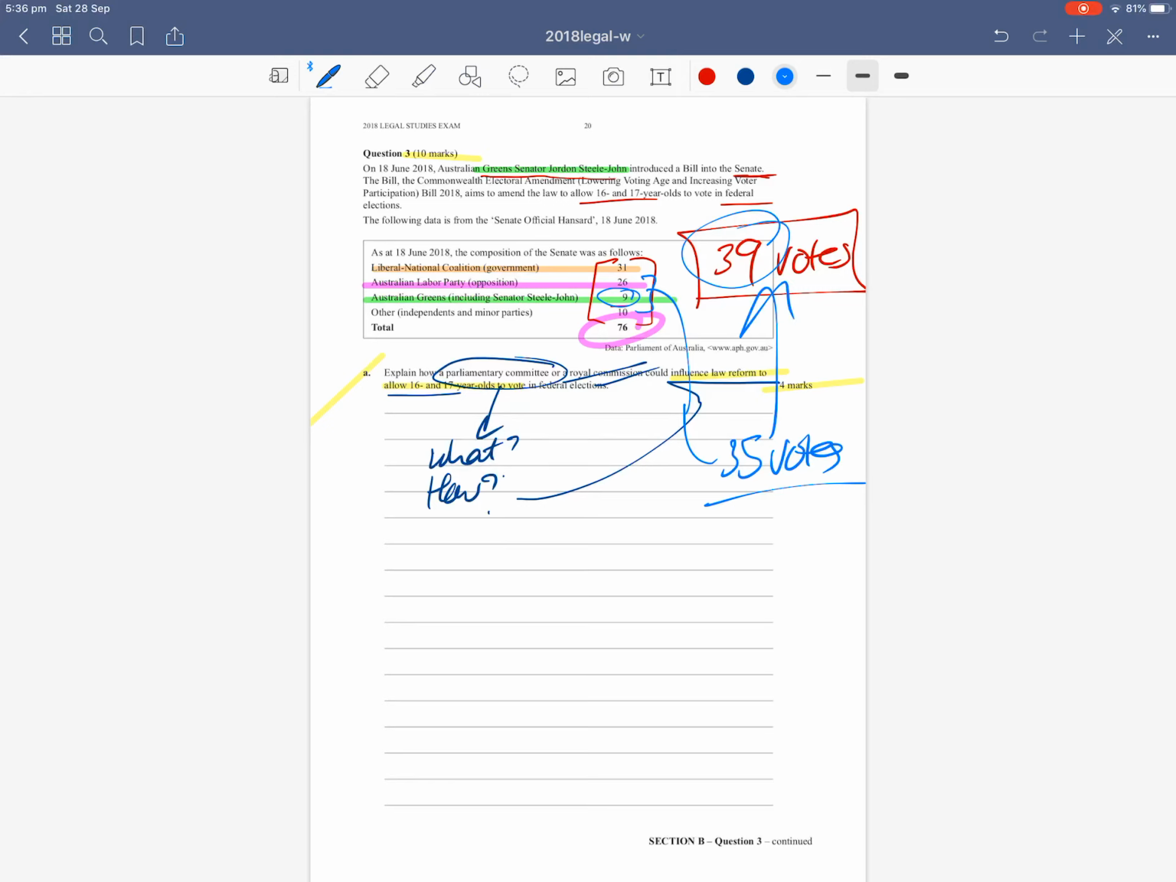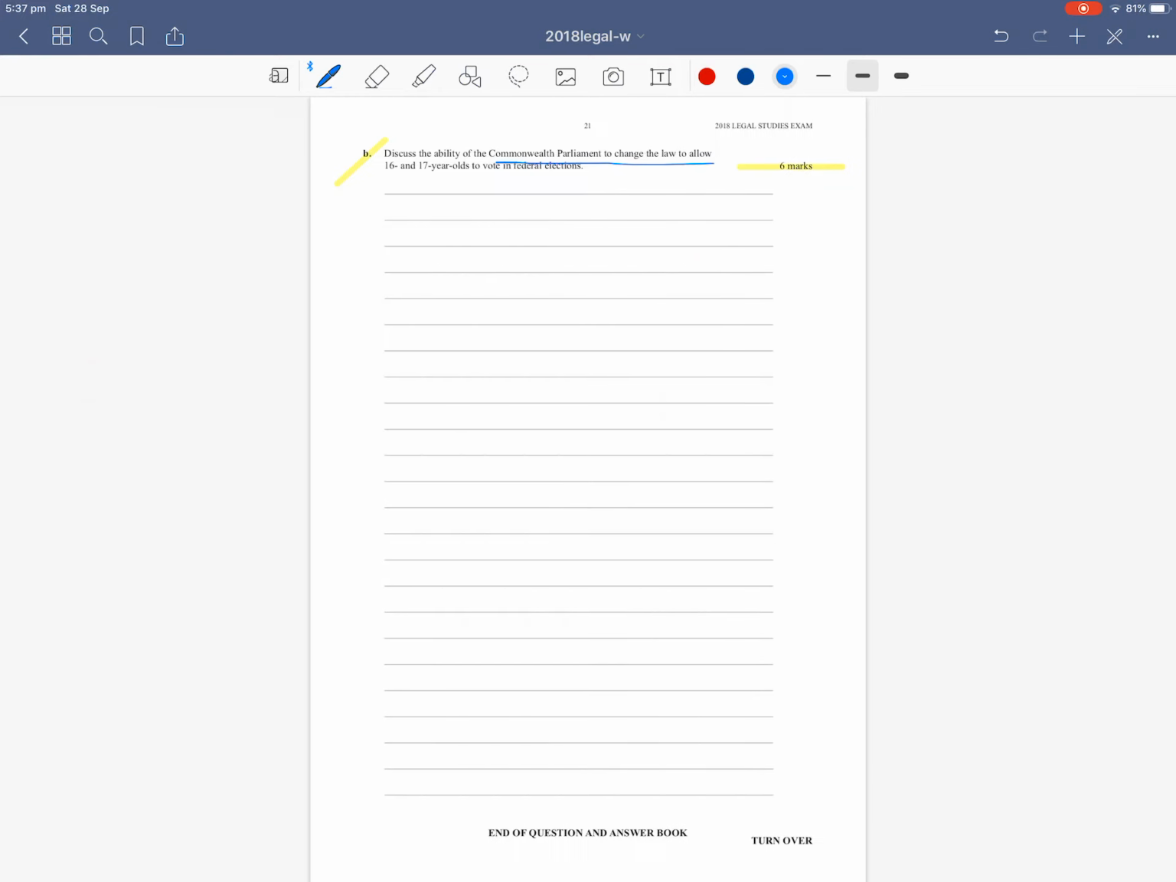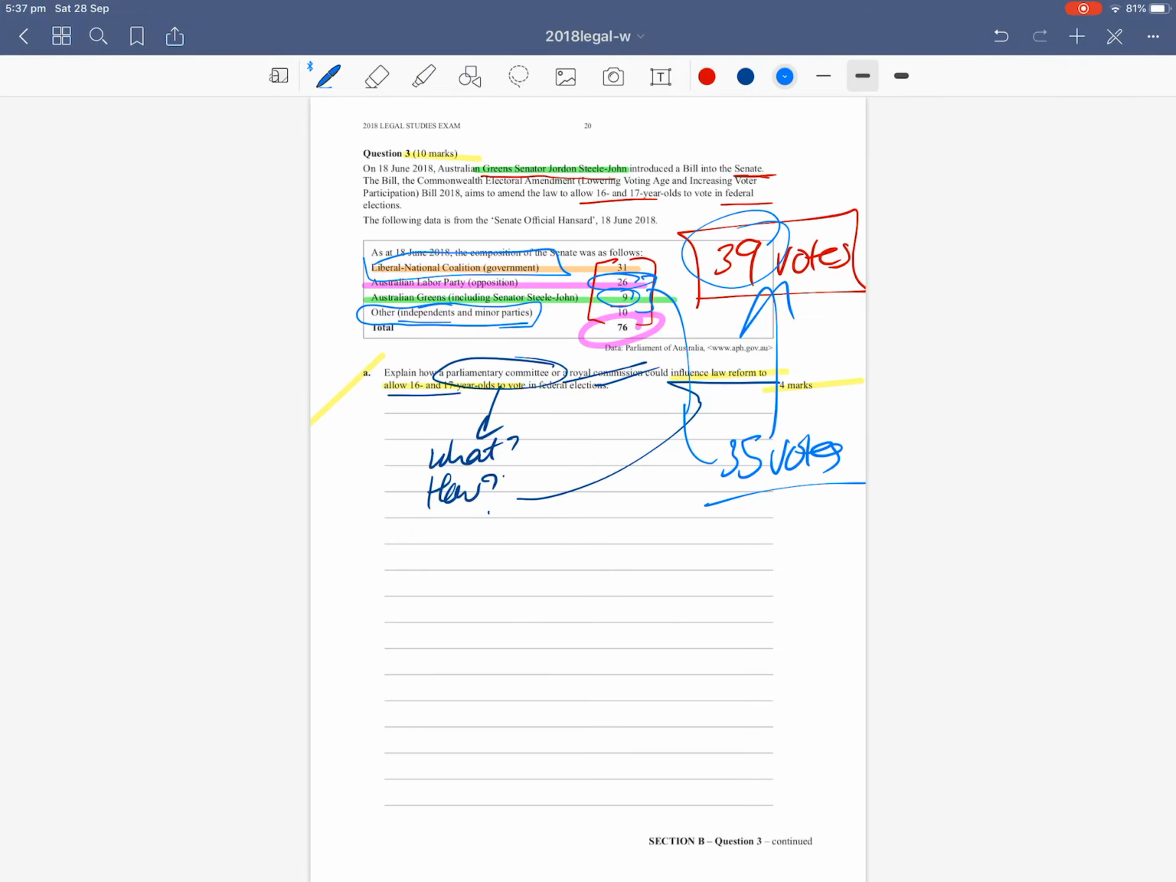So we need to think, okay, what has to happen? Well, here, the Green senator needs to negotiate and talk with these people, as well as these people and these people. It's not guaranteed. Maybe out of the 26, only 3 or 4 of them. So we can't just assume that every single Labor person is going to support the Greens, or every single Greens person will support Labor. This is when we're going to need to start thinking very, very critically about it. So discuss the ability of the Commonwealth Parliament to change the law to allow 16, 17-year-olds to vote. Well, in this case, it's going to be quite difficult, just based on the Senate composition, right?